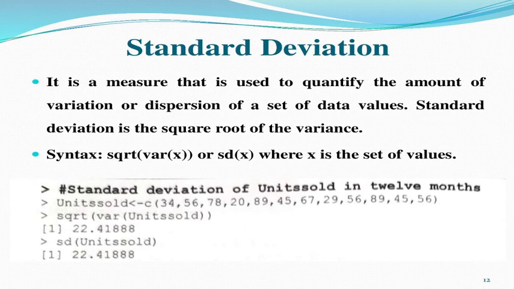Standard deviation is a measure that is used to quantify the amount of variation or dispersion of a set of data values. Standard deviation is the square root of the variance. The syntax is sqrt of var of x, or sd of x, where x is the set of values. An example of calculating standard deviation is given in this slide.